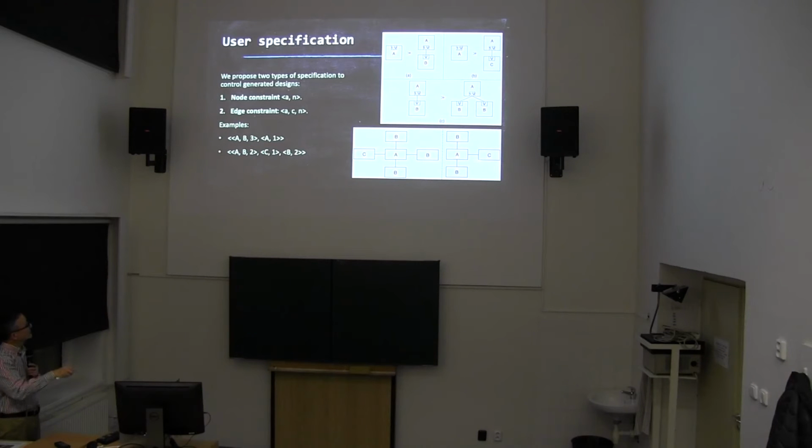In this second example, A and B: A connects to two B's, and C, there is only one C, and there are two B's. Anyway, very simple specification, assuming that we allow the user to provide us with this simple data. How many rooms do you want? How many? Yes.